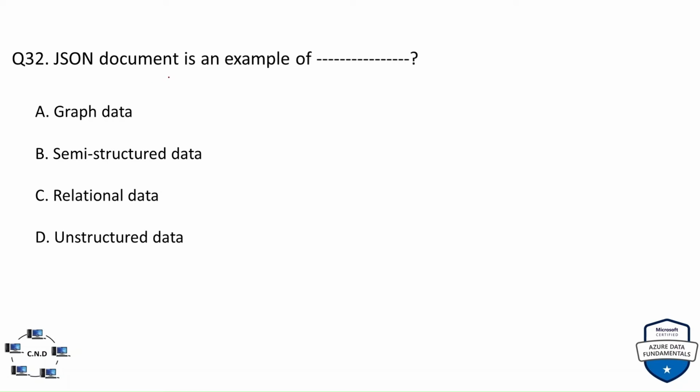JSON document is an example of what? Again, we have the options A, graph data, B, semi-structured data, C, relational data, and D, unstructured data. And the correct option is again, so the JSON document is an example of semi-structured data.